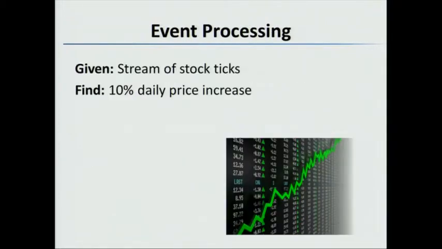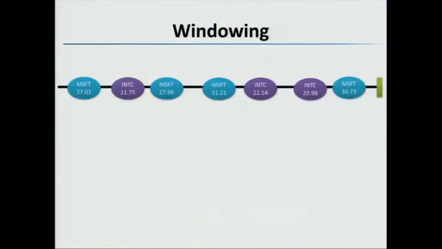So here's a problem. I have a stream of stock ticks. Actually, if you did the last challenge, you'll know where that stream of stock ticks came from. And now you want to find a 10% daily increase in price in that stream for a particular symbol. How can we do that? What we can do is use LINQ.